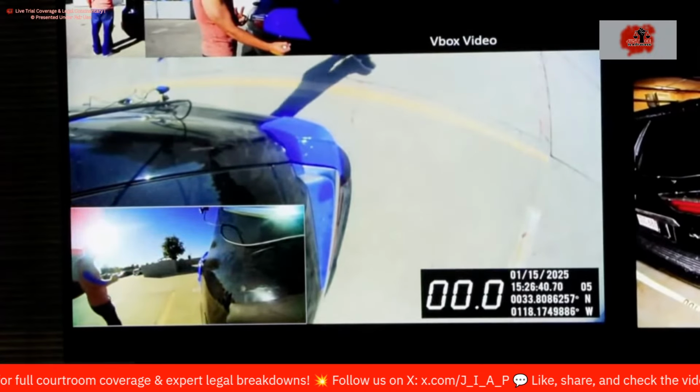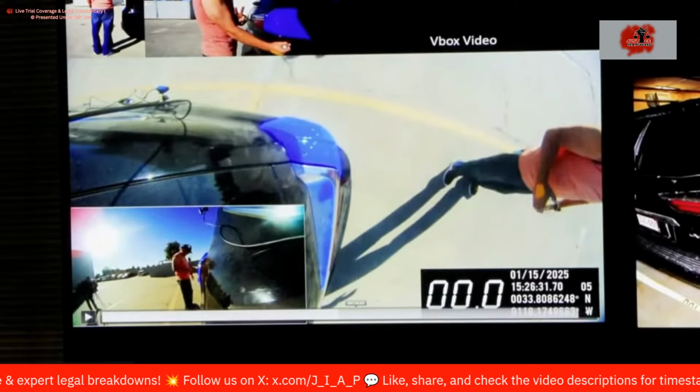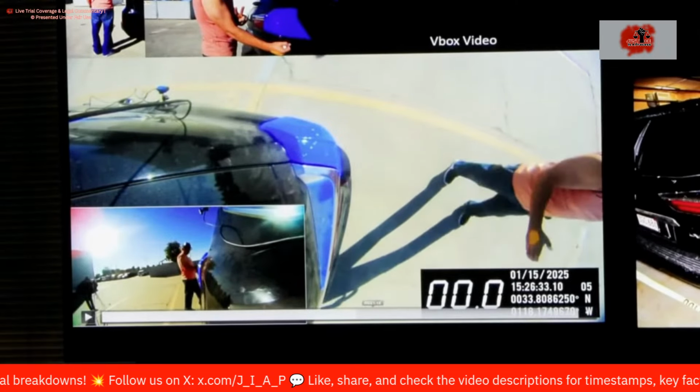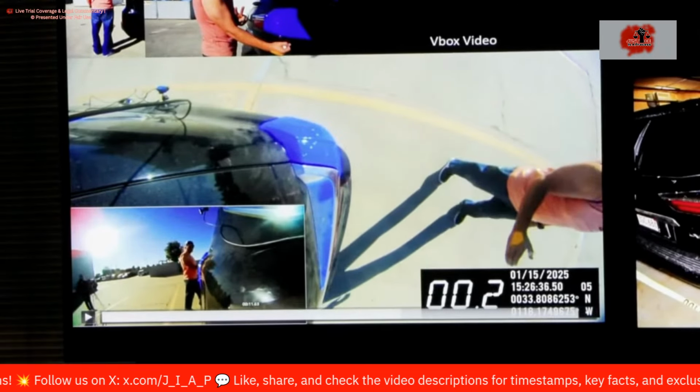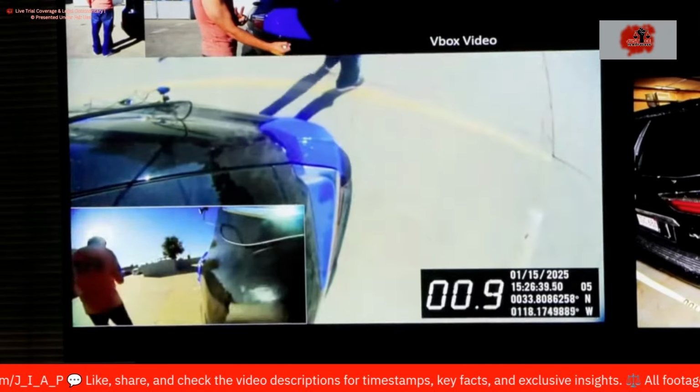What speed is the car traveling? You can see it. About 2 miles an hour.